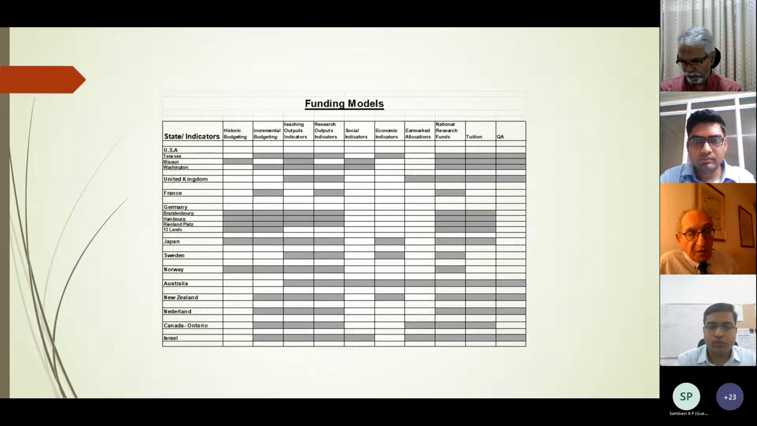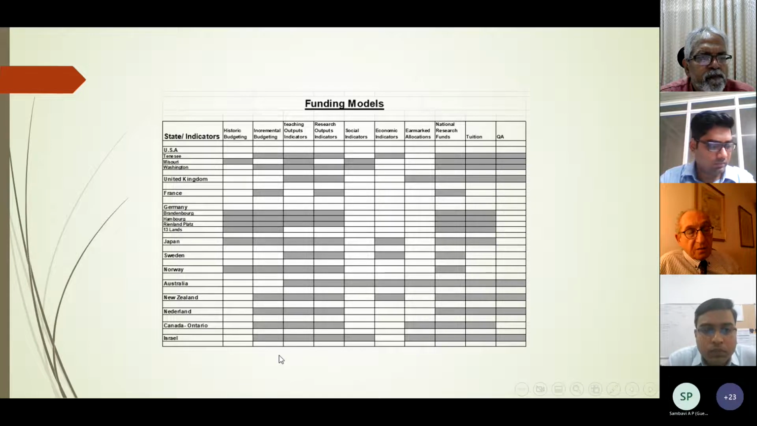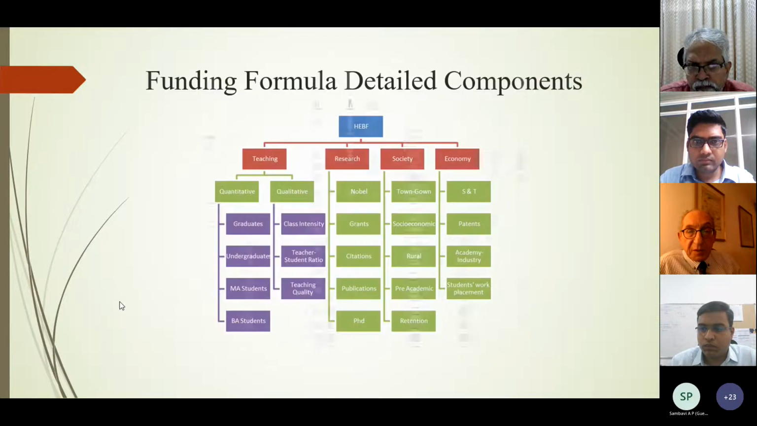Some of them are highly motivated by outputs, some of them by inputs. Most of the Israeli funding formulas are mainly centered on output rather than inputs, and I will elaborate on that later on. Please, next slide.